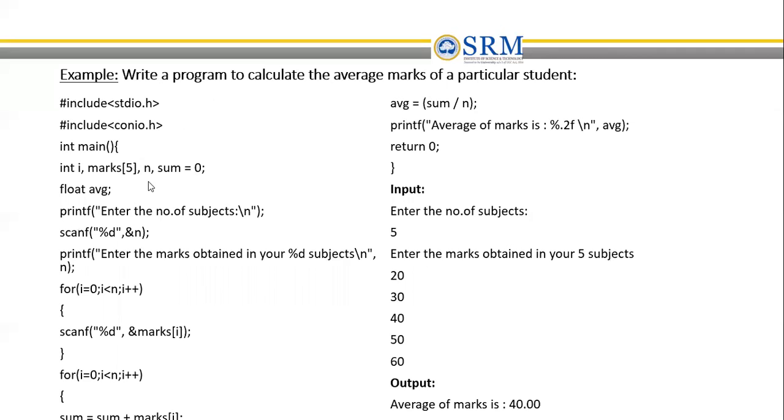So your average will be of decimal values, so you have to give it in float. Other variables are declared as integer. First, using your input statement printf, you are getting the number of subjects. Then you have to use scanf to get the input from the keyboard: ampersand n. N is the number of subjects. Now printf, enter the marks obtained in your subjects.